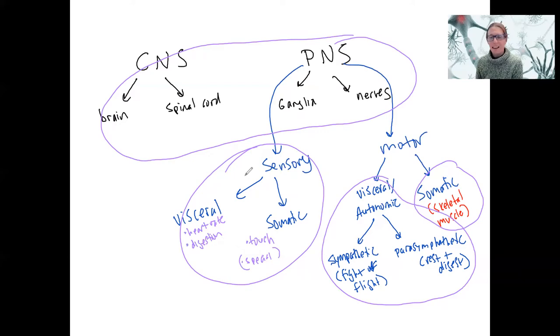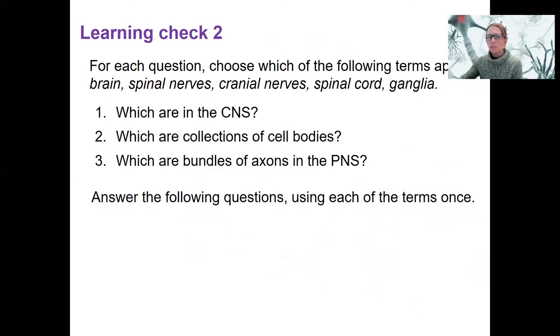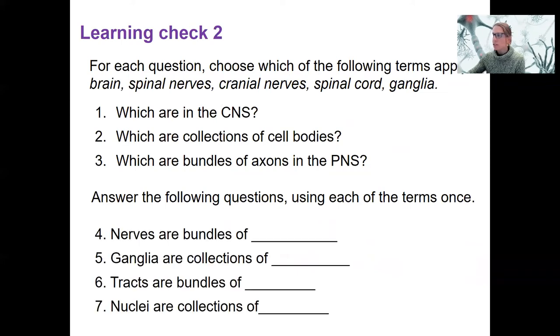Okay. I think that's what I got for these divisions, an overview of these. Learning check. Answer each of these. So this one, choose which terms apply to these three questions and answer these. All right.